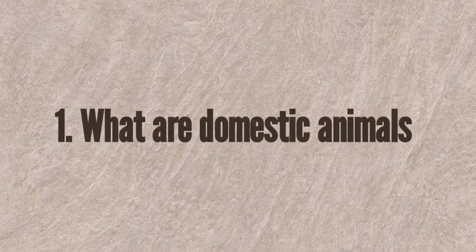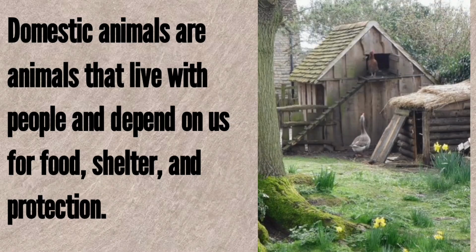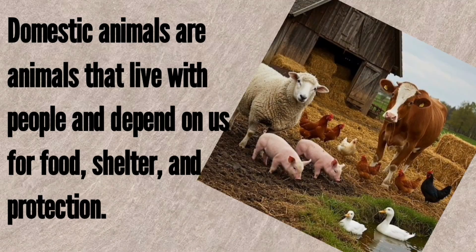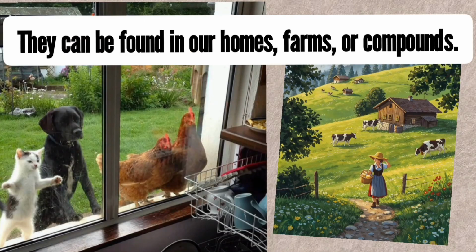Let's dive right in. So what are domestic animals? Domestic animals are animals that live with people and depend on us for food, shelter, and protection, and they can be found in our homes, farms, and compounds.